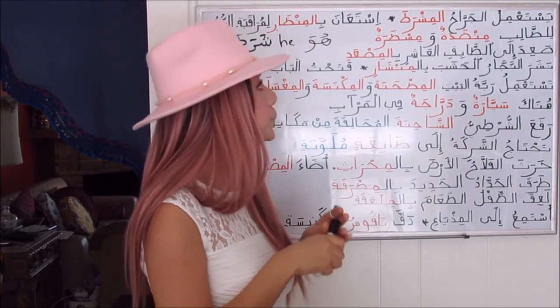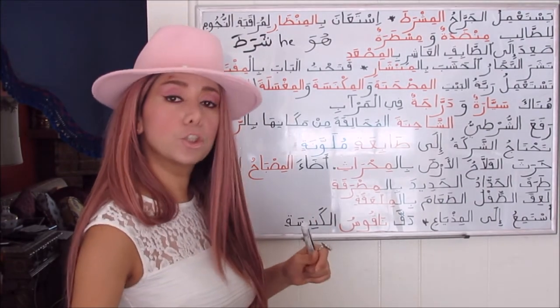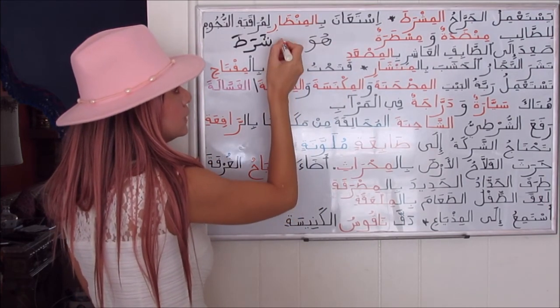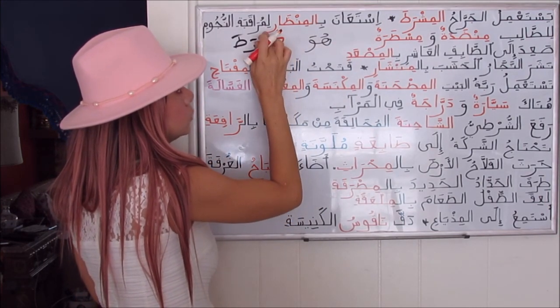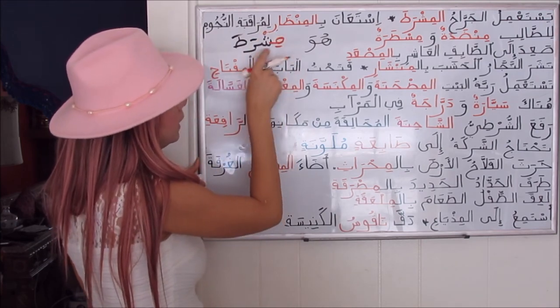Since he's a surgeon. So we have the pattern مفعل, مفعل. So we will prefix it with mi and sukun on top of the first radical. مفعل, مشرط.